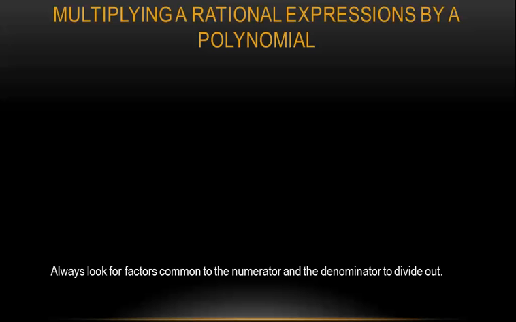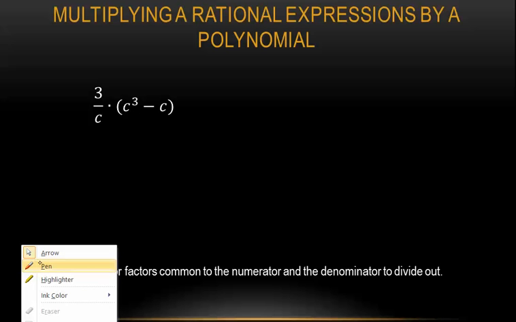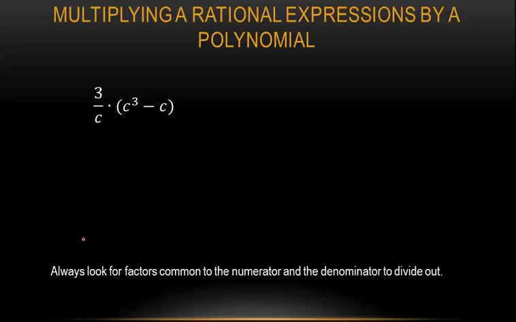So right now I'm going to show you multiplying a rational expression by a polynomial. So it's kind of the same, but with a little difference. So here we go. So here we have our rational expression, 3 over c times the quantity c cubed minus c. So of course we're going to make this polynomial, this factor right here, into a fraction, or put it in fraction form. So basically put that over 1.